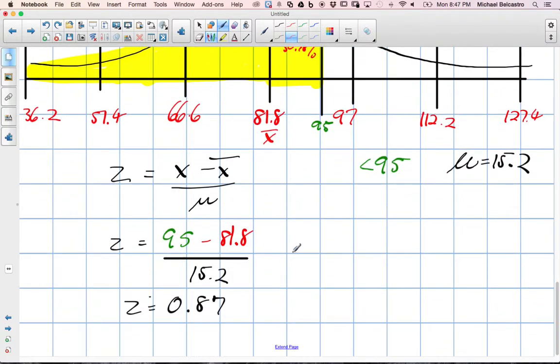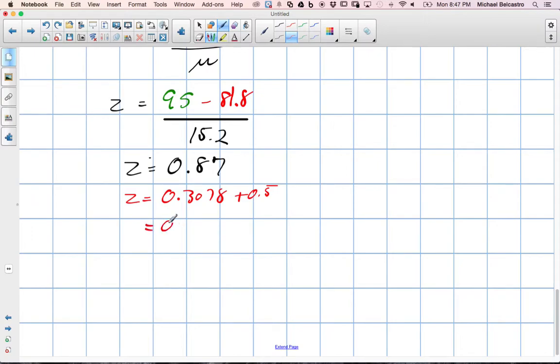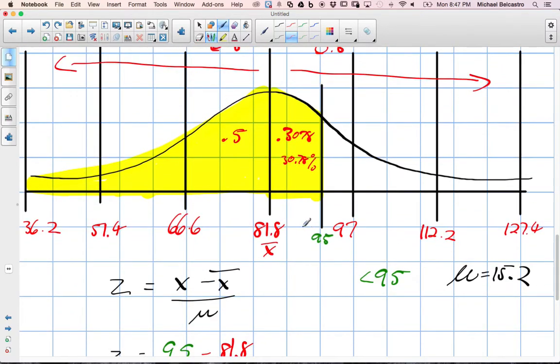Okay, so our z-score told us that we got 0.3078, and we needed to add our 0.5. So this percentage of data would be 0.8078, and you'd multiply that by 100 to figure out a percentage. Okay, so 80.78% of the class is less than a 95. Well, that makes a lot of sense, right? 95 is a really hard grade, so only 20% is higher. And actually, that's a huge percent to have above 95. Okay, I know these numbers look funny.